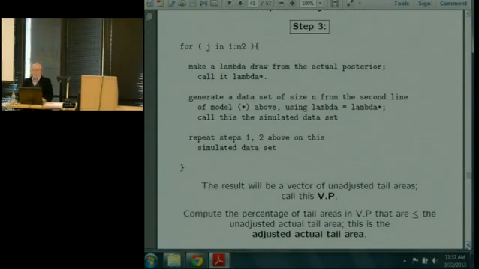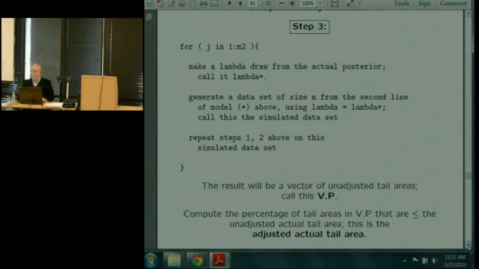So now for j running from 1 to another number M2 that should also be a number of simulation replications on the order of 1,000 to 10,000: make a lambda draw from the actual posterior, call it lambda star. Generate a data set of size n from the sampling distribution part of the model using the lambda star you just got. Call that the simulated data set. And now take the simulated data set and repeat steps 1 and 2 above on that simulated data set.